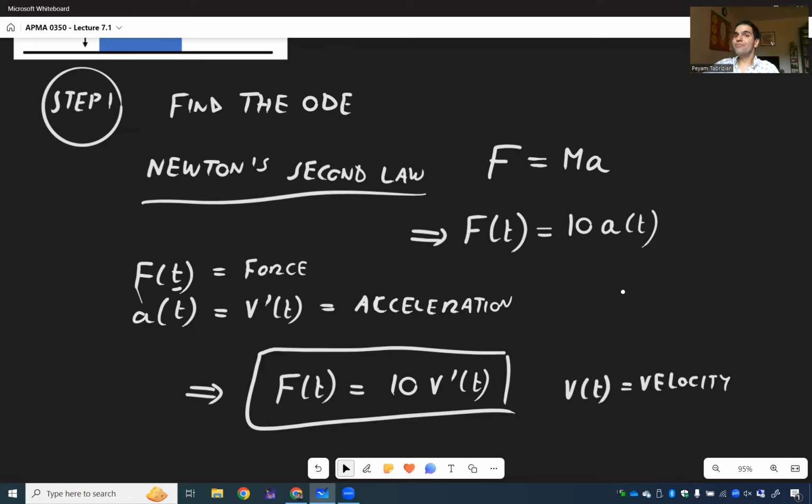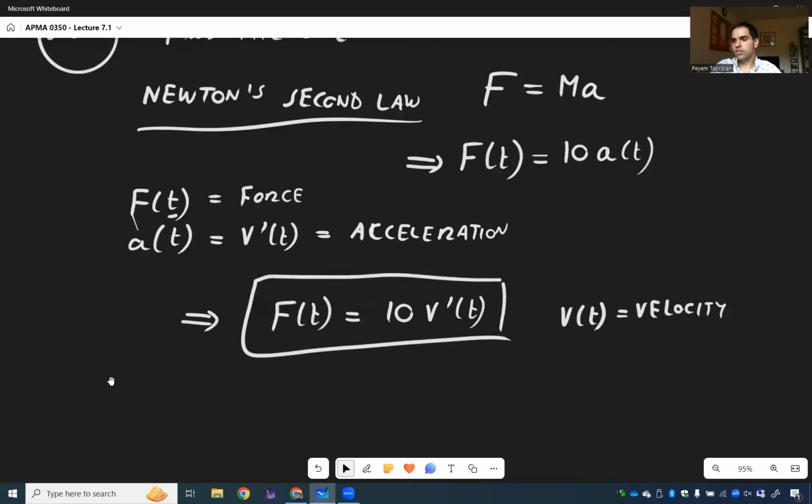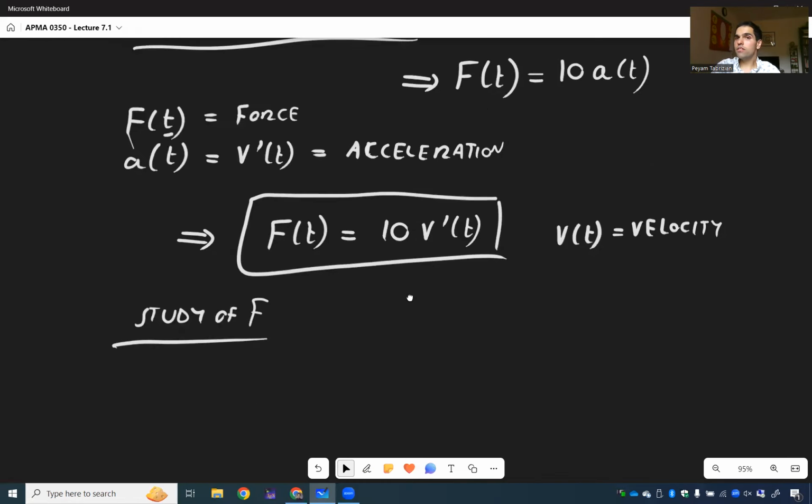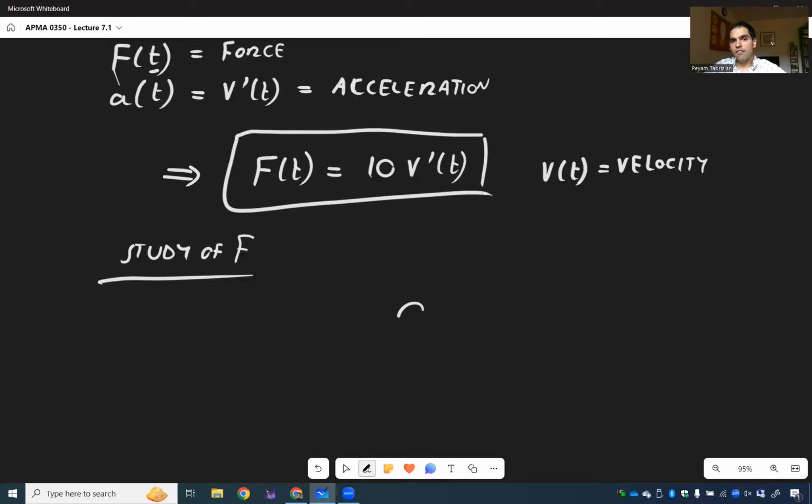Of course, we're not done, because, okay, on the right-hand side, we have v prime. On the left-hand side, we would like some kind of v to appear. So in other words, what we have to do now is study F. And here you have to think a little bit in terms of the physical situation. So we have our ball, kind of like this. And again, the ball is going down.